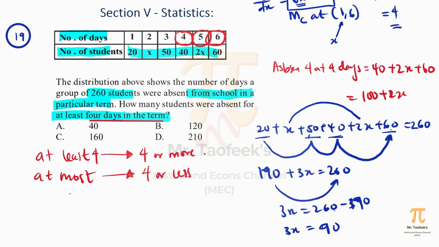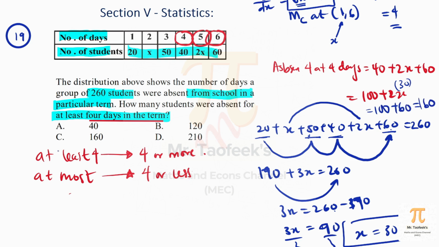So 260 minus 170, that should be 90. Divide by 3, and x is equal to 30. So if x is 30, then 2x is 2 times 30, which is 60. So we have 100 plus 60, and our final answer is 160. So there are 160 students that are absent for at least 4 days.